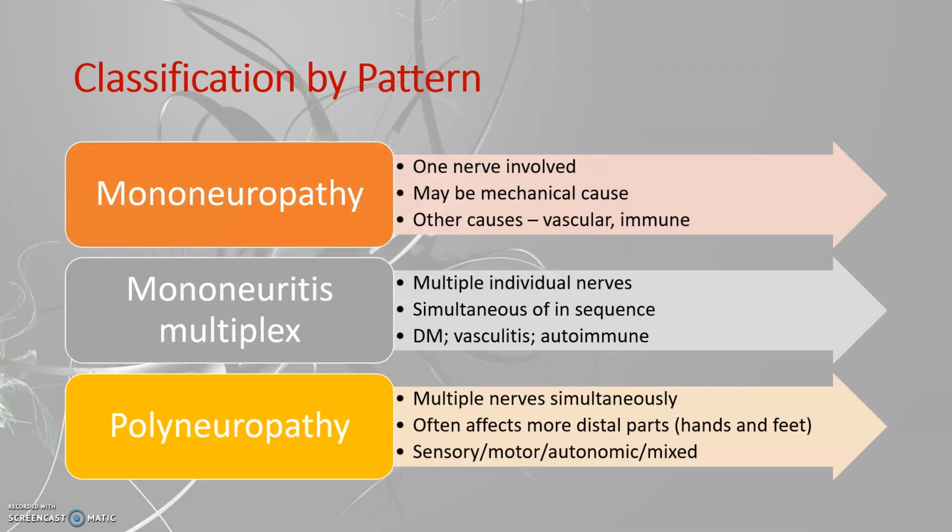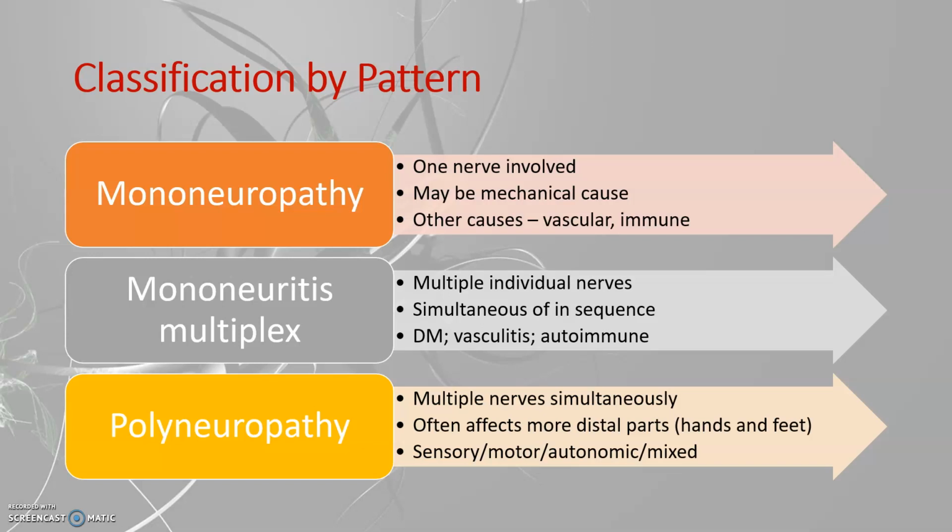We can also classify neuropathies according to their patterns. So you have mononeuropathies in which just one nerve is involved, and this is often due to a mechanical cause such as nerve compression, but can also be due to other things, vascular causes and immune causes. So for example, diabetic vasculopathy is one of the more common causes of mononeuropathy.